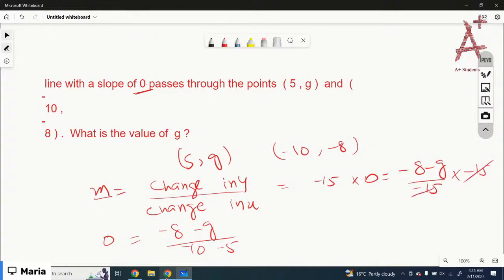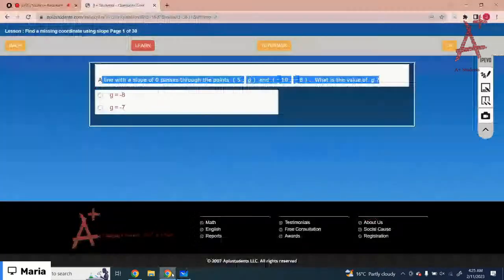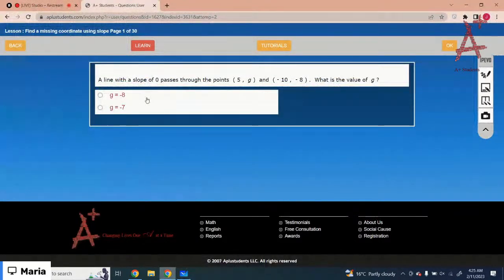Got it? Here it will be cancelled, and negative 15 times 0 is 0. So it would be 0 equals negative 8 minus g. Got it? Move that negative 8 to the other side. It will be then negative g equals 8. Got it? And here you have g equals then negative 8. Got it? That means the missing coordinate is g equals negative 8. So if you have any question, you can ask. The value of g equals negative 8. Got it? Okay. It is negative 8. Just select the correct option and click on the OK button.